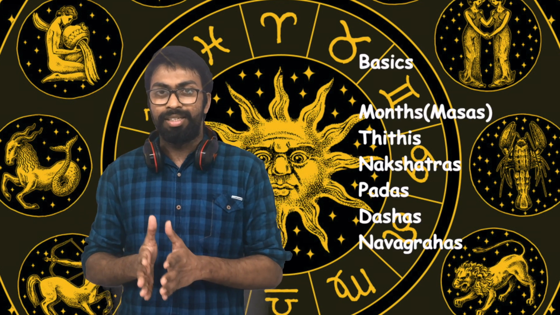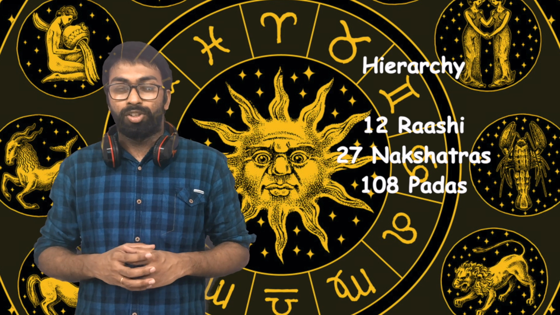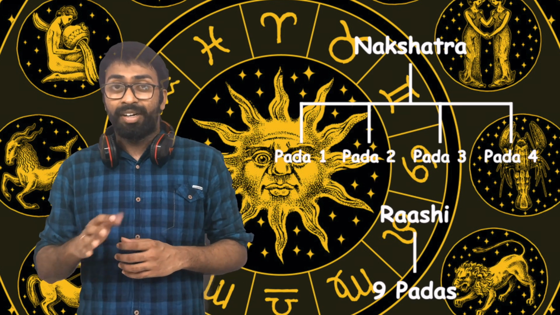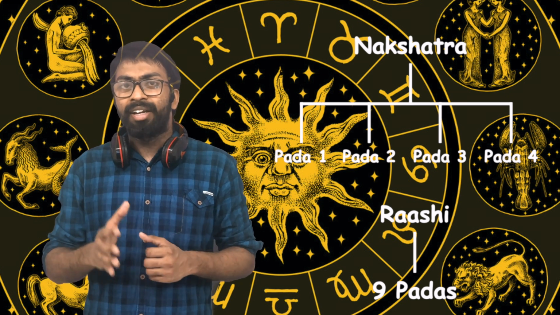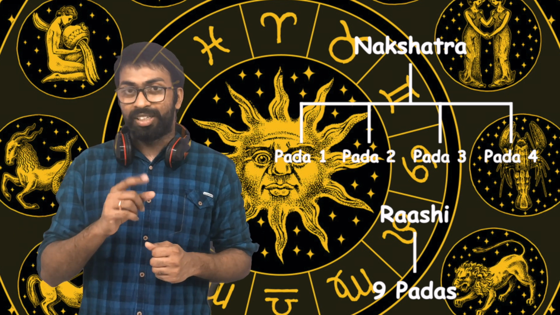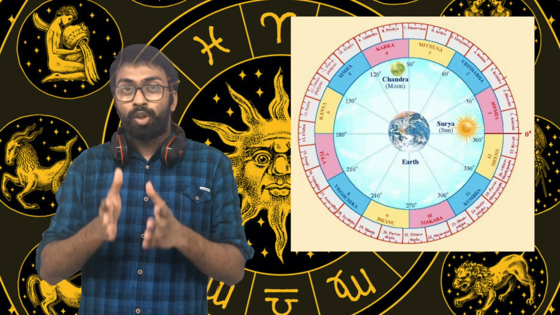Now we will see why Hindu astrology is so different. To know Hindu astrology, one must know some basics like masas, tithis, navagrahas, padas, dashas and nakshatras. Now let's talk about nakshatras. There are 27 nakshatras as per Hindu astrology, and each nakshatra is divided into 4 padas. So in total there are 108 padas, and 9 padas make one Rashi, and the Rashis are at an angle of 30 degrees, and there are 12 Rashis.